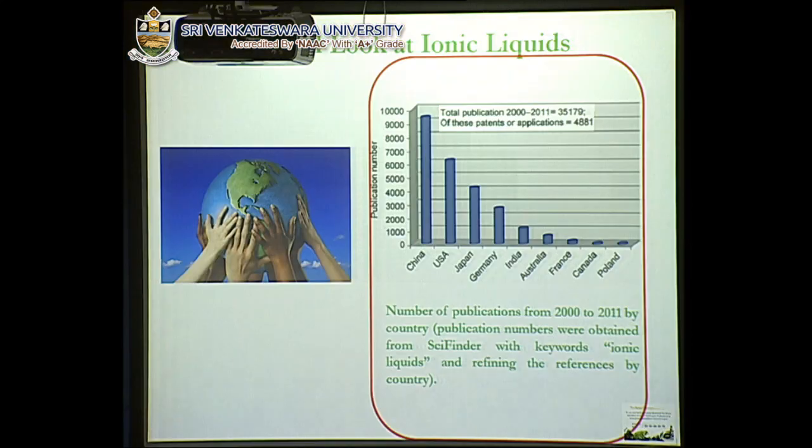If you see the ionic liquid publications throughout the world, day by day they are increasing. The first place is occupied by China. In the publications related to ionic liquids, the first place is occupied by China. So, we are in a very, very low position.